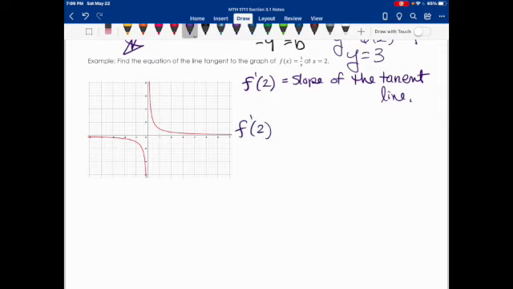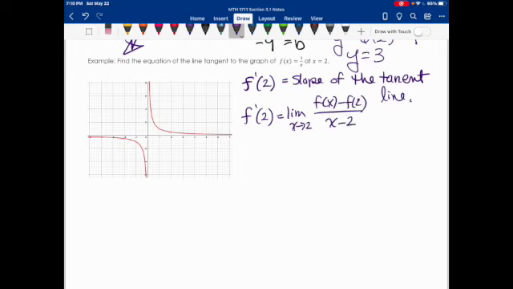So first, in order to find the slope, which is the derivative at x equals 2, we're going to use this formula: the limit as x approaches 2 of f of x minus f of 2 over x minus 2. f of x is 1 over x. f of 2 is 1/2. So in the numerator, I have 1 over x minus 1/2, and in the denominator, I have x minus 2.